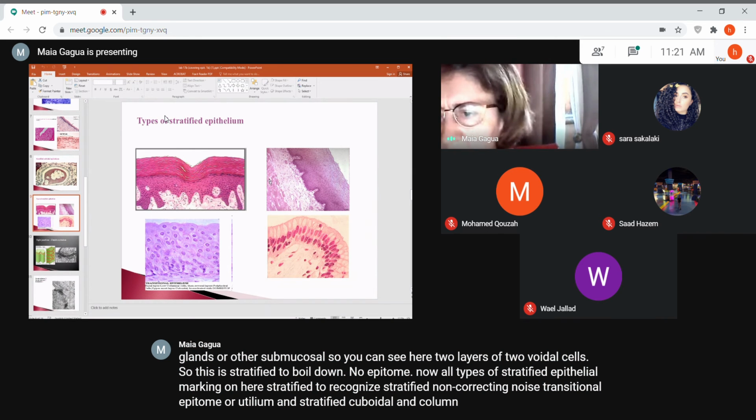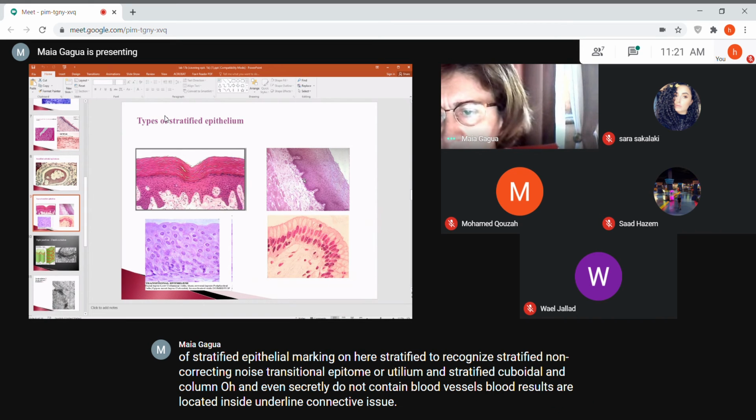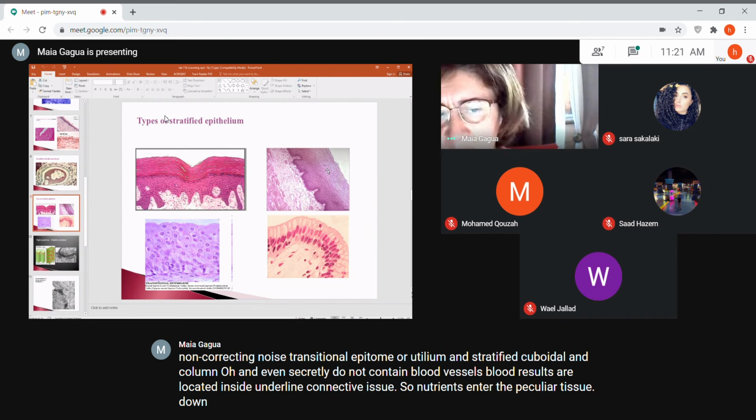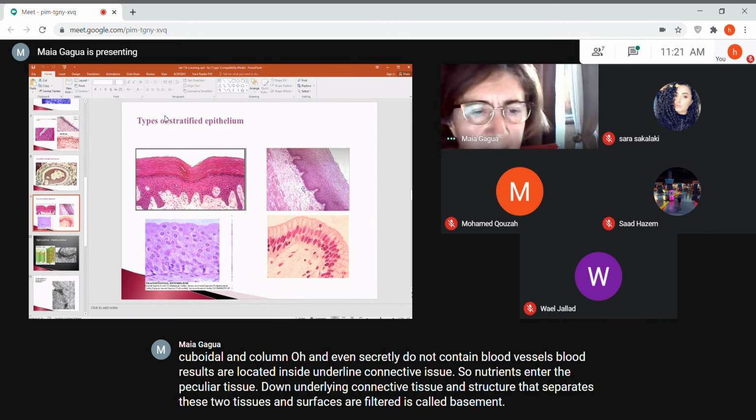And even thick epithelia do not contain blood vessels. Blood vessels are located in the underlying connective tissue, so nutrients enter epithelial tissue from underlying connective tissue. And the structure that separates these two tissues and serves as a filter is called basement membrane.